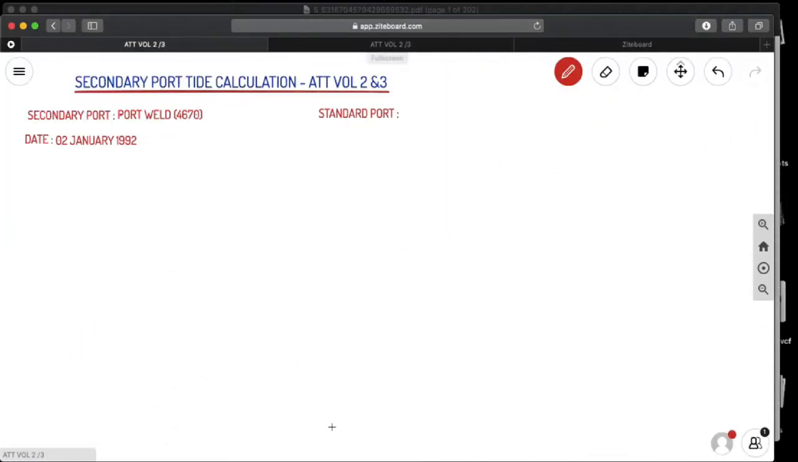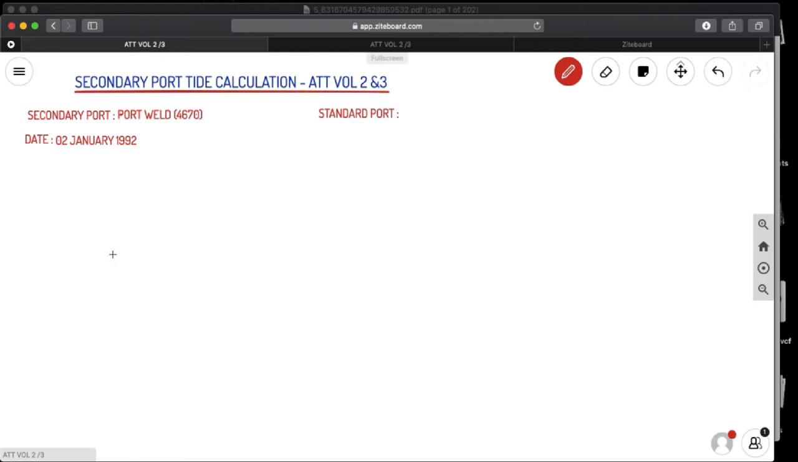Today we're going to discuss secondary port tide calculation for the Admiralty Tide Tables Volume 2 and Volume 3. Volume 1 we already discussed, and it was pretty complicated because we needed to interpolate for the time difference as well as for the height difference. Volumes 2 and 3 are pretty similar, and we'll be taking one example from Volume 2 here. You do the problem in a similar way. So let's see how to do it.